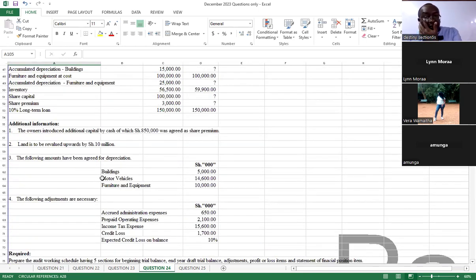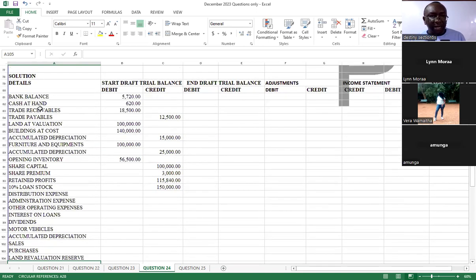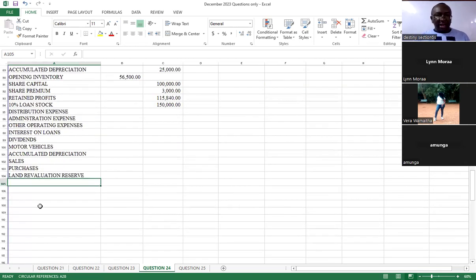The following amounts have been agreed for depreciation. So these are depreciations for the year. We have the buildings, the motor vehicles, and the furniture. Now, as you can see, what we captured for each of the items were the accumulated. We did not capture the current. So we will have to come here and talk of the current depreciation, or depreciation for the year.